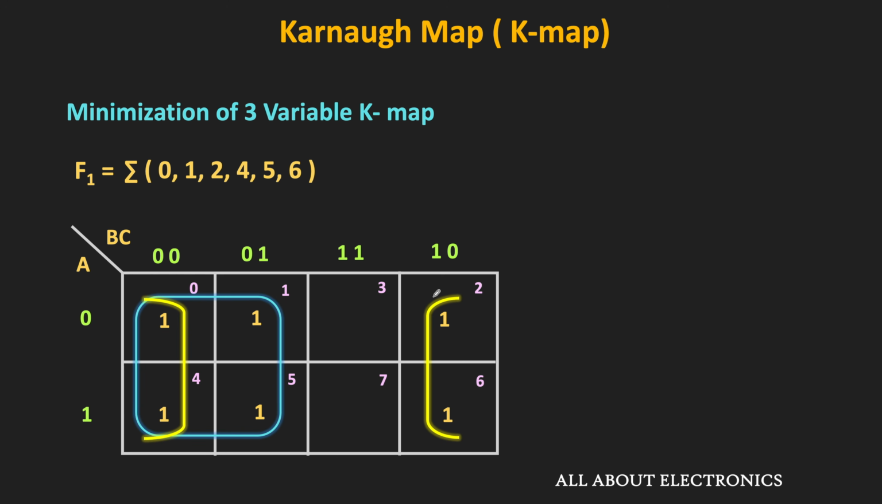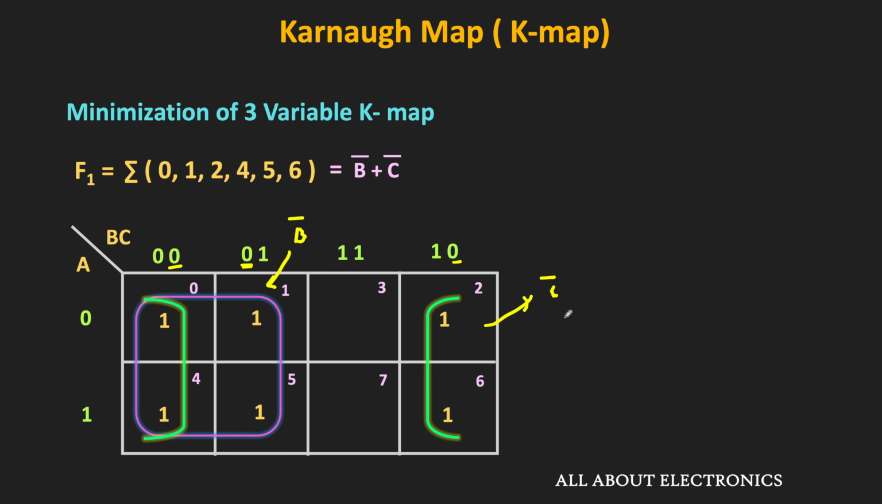So if we consider this first group, then it corresponds to B bar, because in this case, only variable B is not changing, and the value of B is equal to 0. Therefore, this group represents B bar. Now if we see the second group, then in this group, only variable C is not changing, and the value of variable C is equal to 0. Therefore, this group represents C bar. That means if we see the overall minimized function, then that is equal to B bar plus C bar.